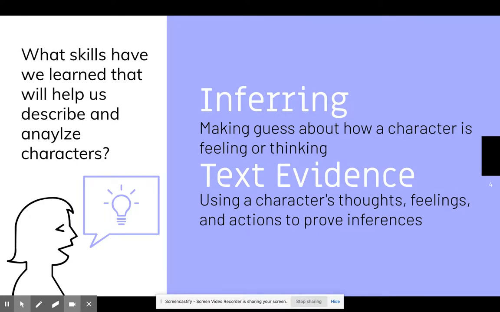And then we know text evidence is word for word, exactly what the author put into the passage. And we're using text evidence today to prove that that's how the character is thinking or feeling or acting or speaking, or prove that's what the character looks like. Okay, we're making inferences to make guesses about how a character is thinking, acting, feeling, or speaking.